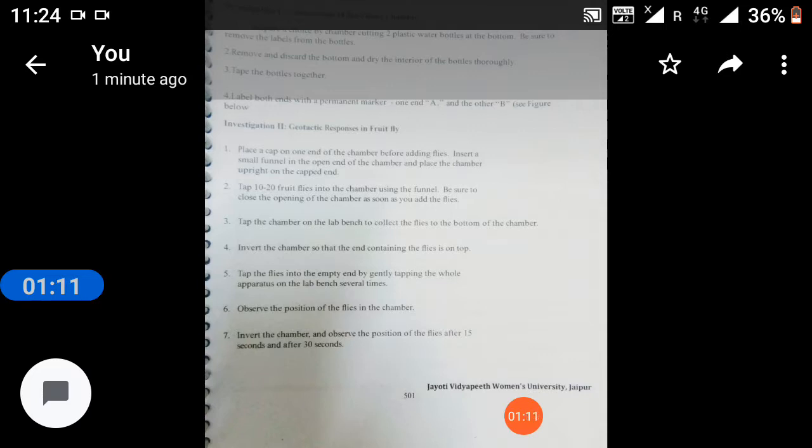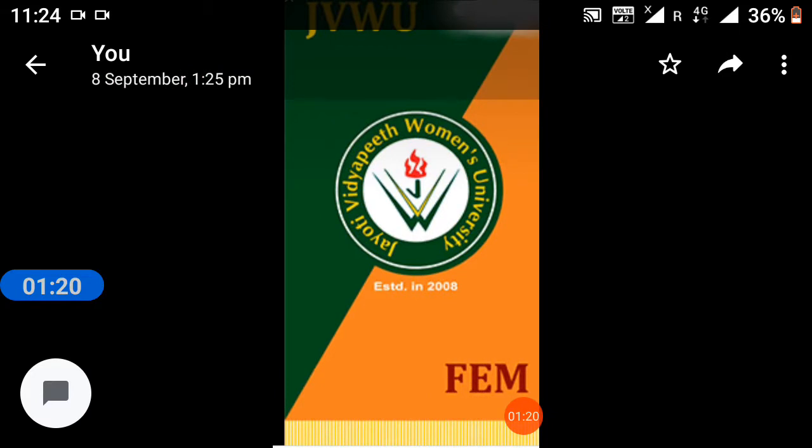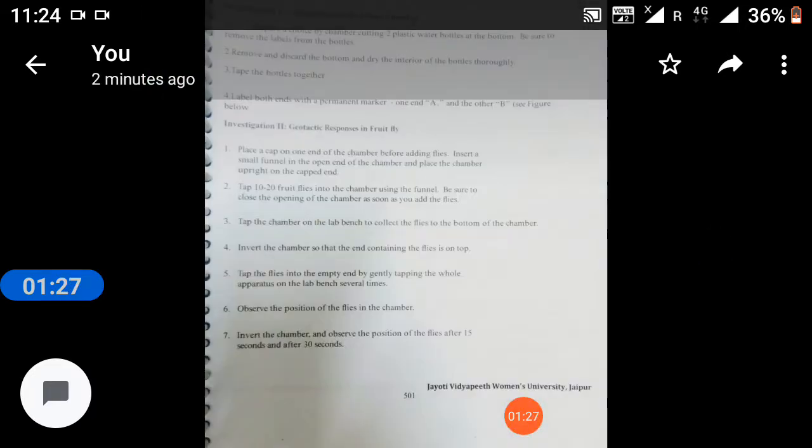Next, tap the chamber on the lab bench to collect the flies on the bottom of the chamber, and invert the chamber so that the end containing the flies is on top. Tap the flies into the empty end by gently tapping the whole apparatus on the lab bench several times and observe the position of the flies in the chamber.